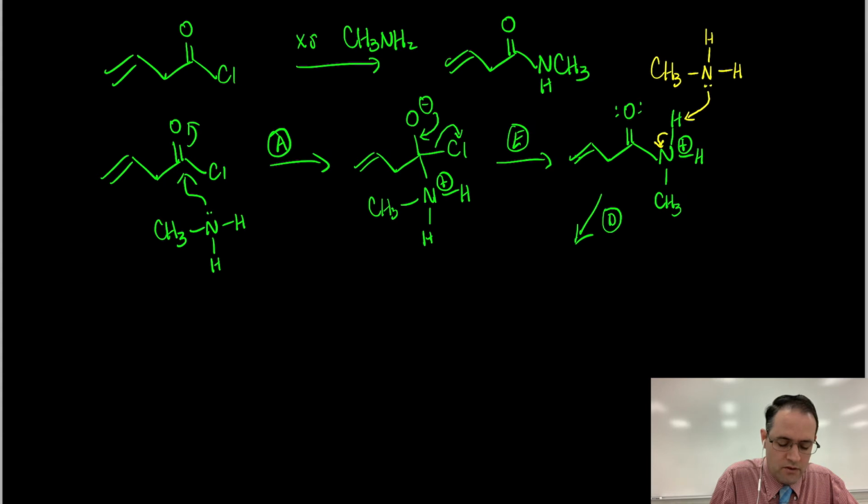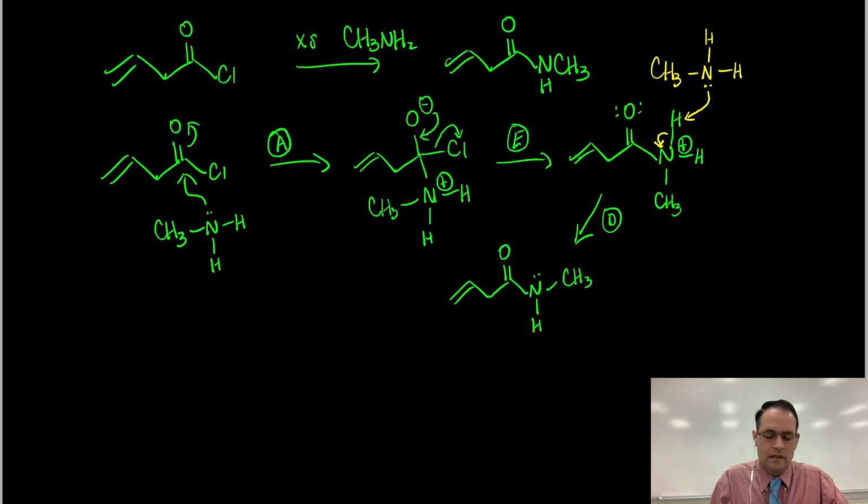And what you form is your N-methyl butenamide. I won't try to name this one. The reaction mechanism is exactly the same, all right? So that's the aminolysis of acid chlorides, okay? So ammonia, primary amines, secondary amines can all be used. Make sure you use 2 equivalents or write excess above your reaction arrow.